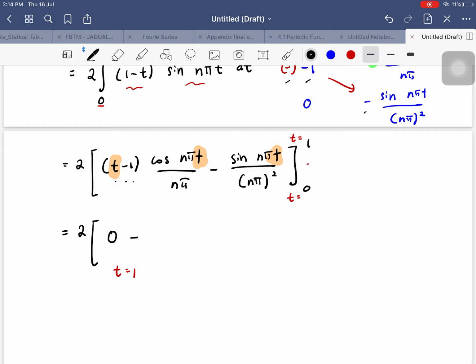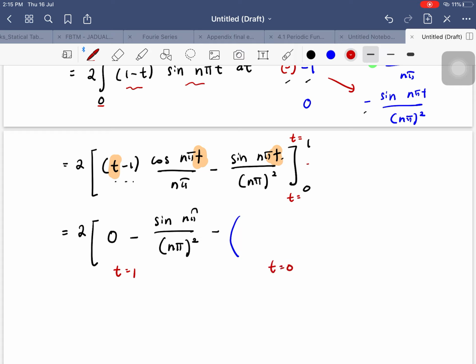So the second term, minus, I'm going to substitute right here t equal to 1. So I'll end up with sine of n pi, and underneath I'm going to have n pi squared. That will be the middle term. That is the case when t is equal to 1. Okay, minus. And in the bracket over here, I'm going to put all the case when t is equal to 0.